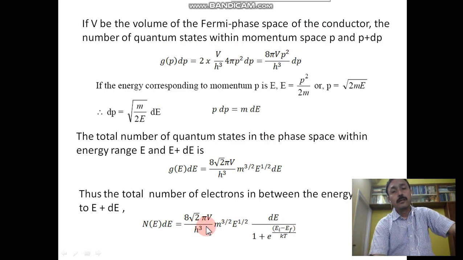So N(E)dE means g(E)dE, where g(E) has the value 8 root 2 pi V by h cube m to the power 3 by 2 E to the power half dE, and F(E) means 1 by 1 plus e to the power (Ei minus Ef) by kT.